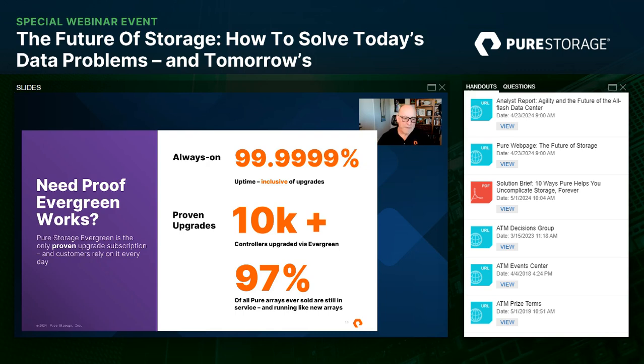The simplicity and the upgradability all result in that IT agility that IT leaders are so in need of, and finding it hard to find from the legacy and even some of the newer point solution storage providers out there.